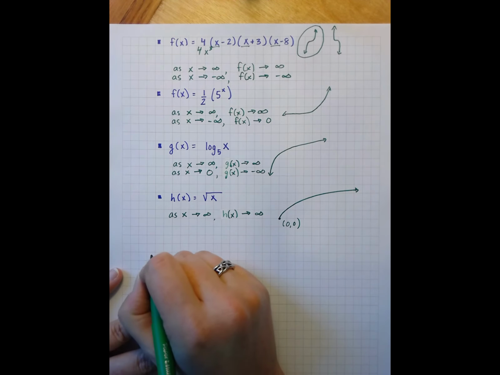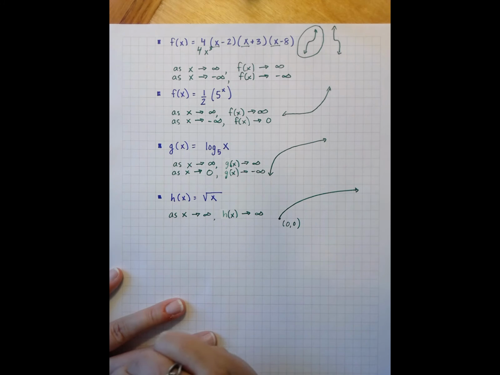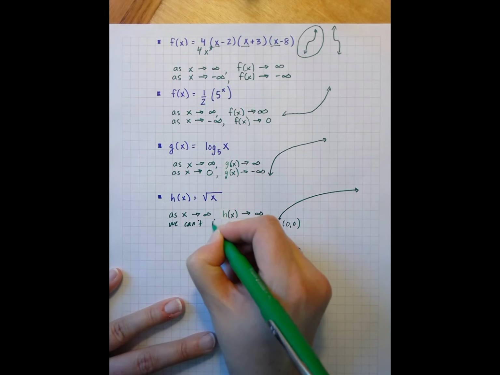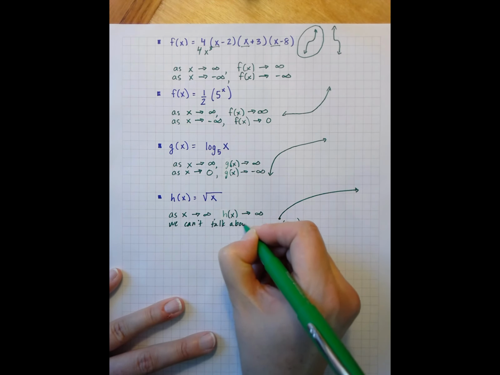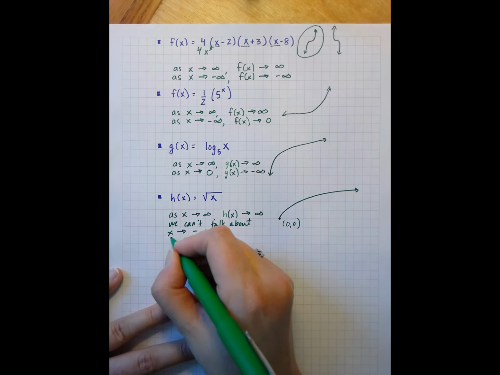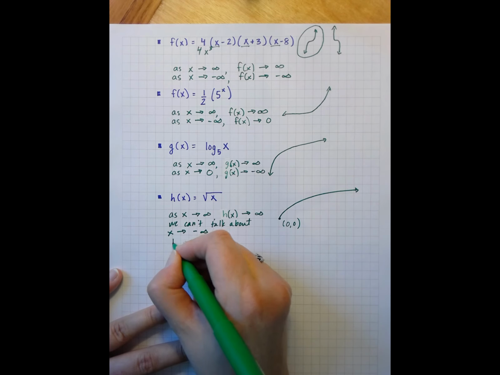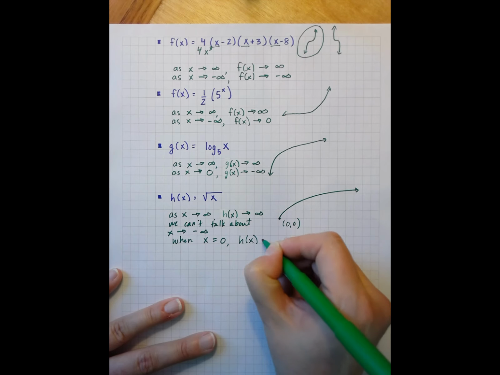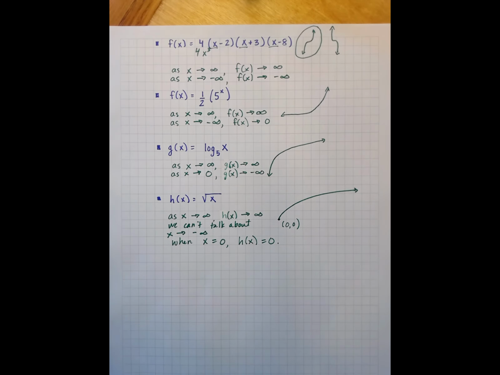So we can actually say here, and this may depend very much on what your teacher has been telling you, so you'll want to check in with them. But I would say that we can't talk about x going to negative infinity. Instead, we can actually say that when x equals 0, h of x equals 0. There's actually a minimum here. We can't go any lower than x being 0 by the rules of taking square roots of negative numbers.